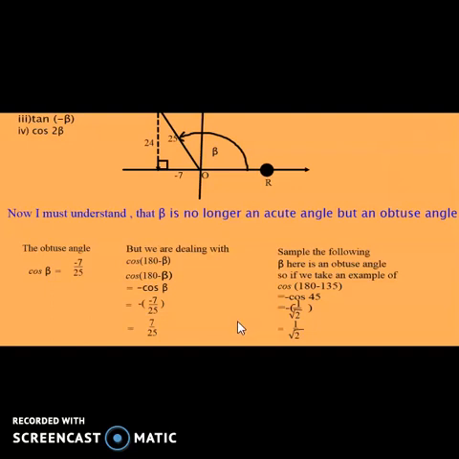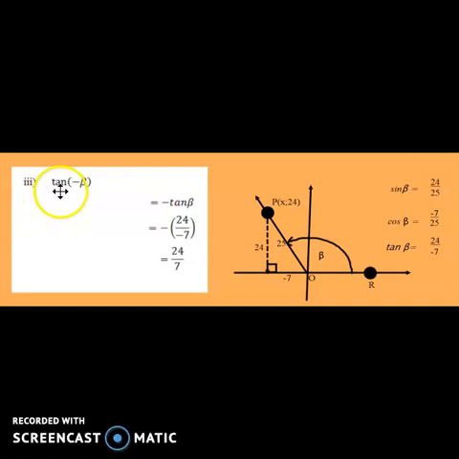It is very tricky. Our next sum asks us tan of negative beta. We know that the ratio of a negative angle is equal to negative the ratio of that angle. So let's look at this example here. So tan of negative beta is then written as negative tan of beta. We have our negative sign there.